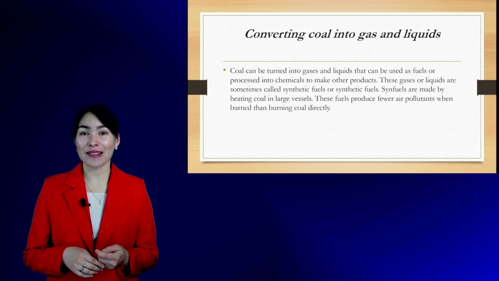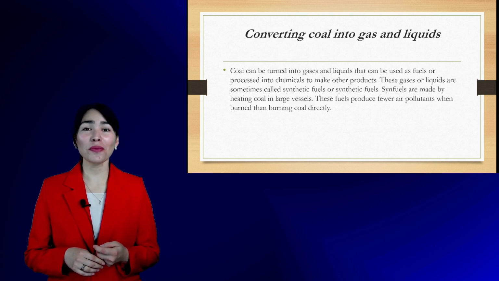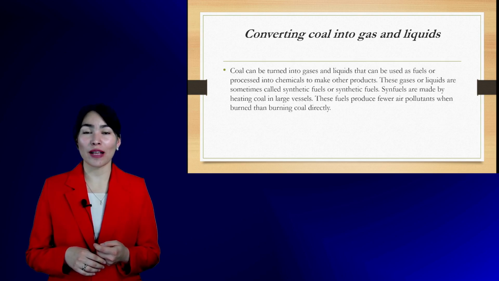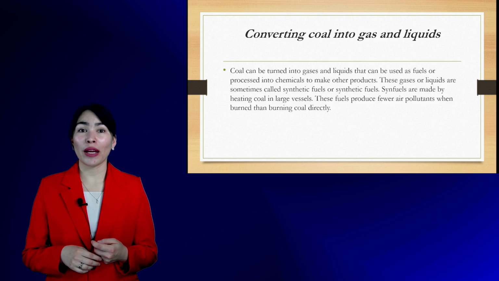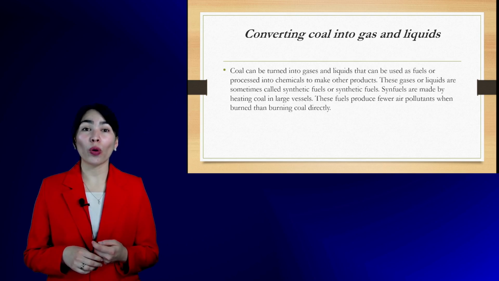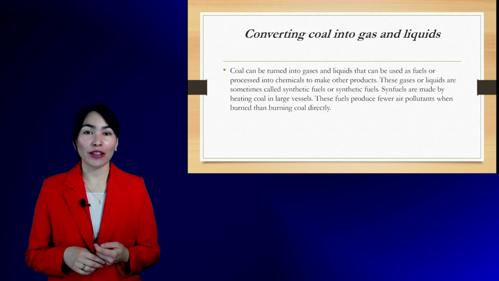Converting coal into gas and liquids. Coal can be turned into gases and liquids that can be used as fuels or processed in chemicals to make other products. These gases or liquids are sometimes called synthetic fuels, or synfuels. Synfuels are made by heating coal in large vessels. These fuels produce fewer air pollutants when burned than burning coal directly.